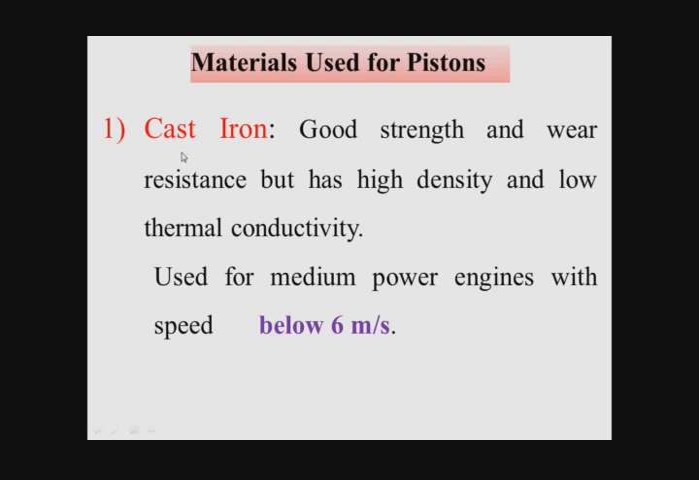First of all, cast iron is one of the materials used in manufacturing of pistons. It has good strength and good wear resistance, but it has high density and low thermal conductivity. It is used for medium power engines with speed below 6 meters per second.